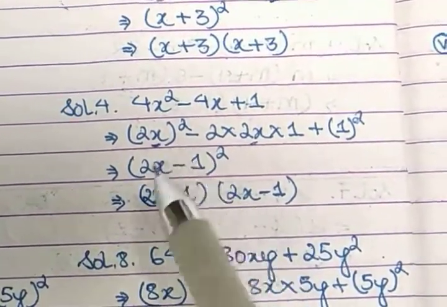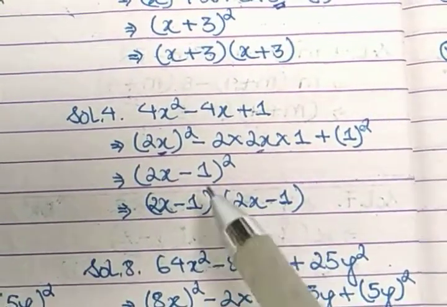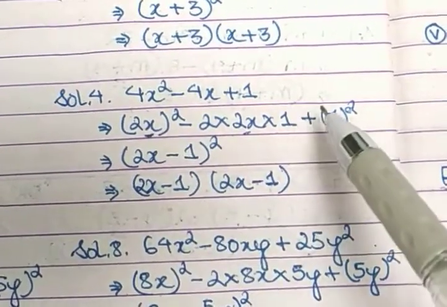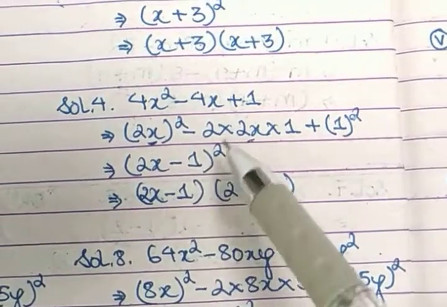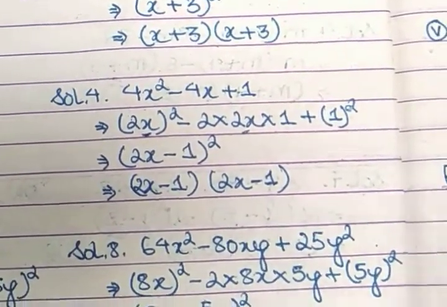Now this also is in the form of a square minus 2ab plus b square. So it is the expansion of a minus b whole square. The value of a in here is 2x, b in here is 1. So 2x minus 1 whole square. Now 2x minus 1 whole square can be written as 2x minus 1 and 2x minus 1, the product form. Okay?